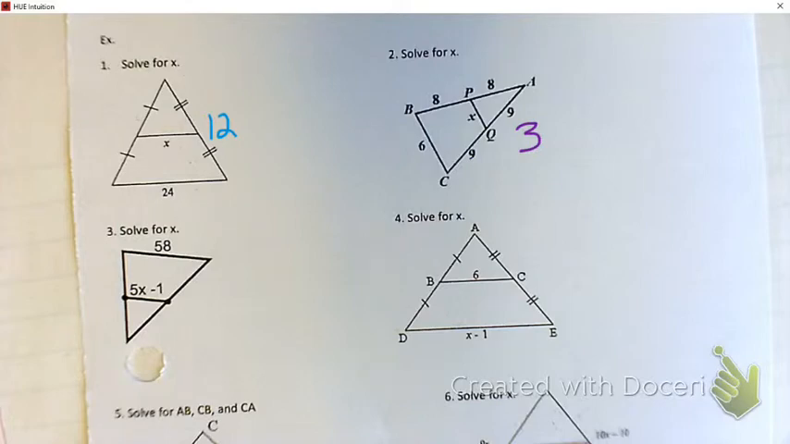Multiply or divide? Divide. So I'm going to divide 58 by 2. Okay, you get 29. What that means is that 5x minus 1 equals 29. And then we just solve it. So we add 1 and then divide.